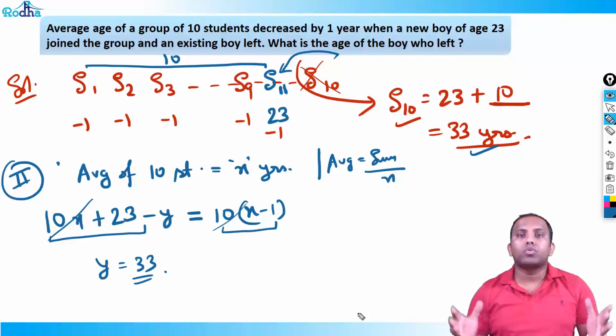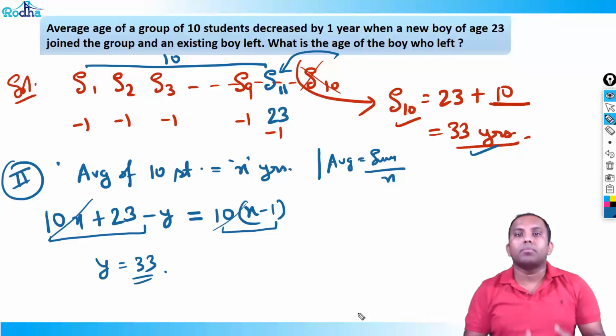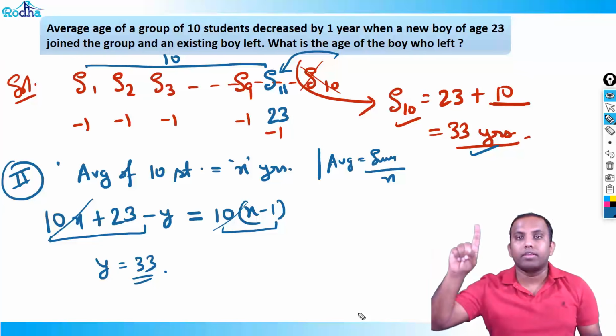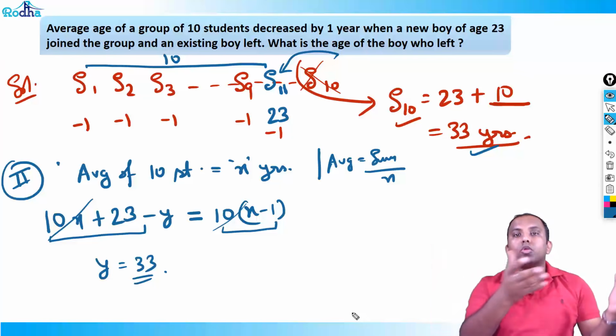Right. 10 students, average decreased by 1 year. 23 joined and another person left. Whole average of the group decreases. That means his age is more than 23. First thing. Second thing, how much is his age more than 23? All right. How much more? So whatever extra is in the group, he takes away.